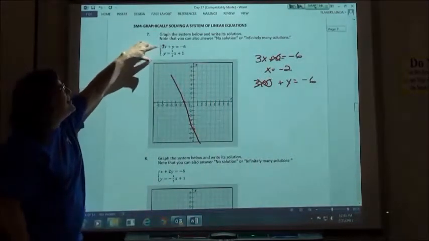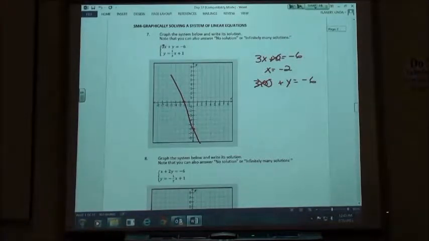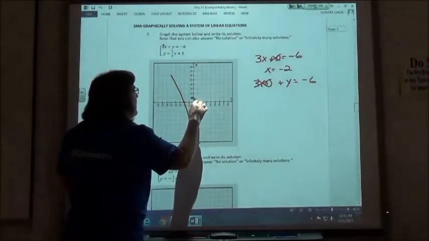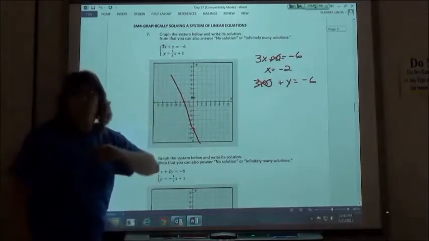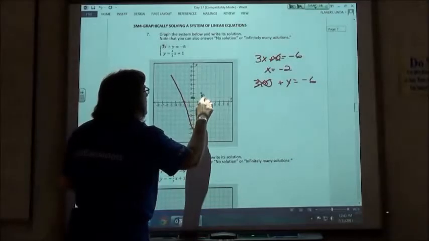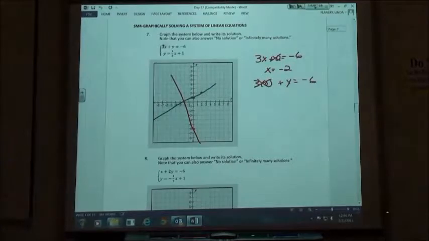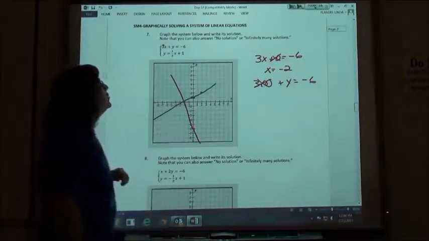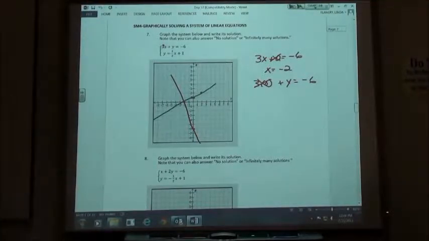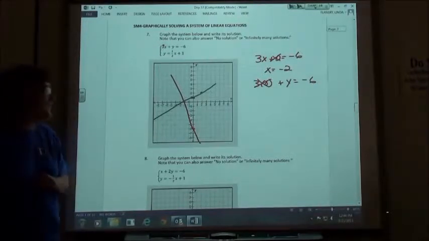The next one is in slope-intercept form. The easiest way to graph that is probably just by using the y-intercept and the slope. My y-intercept is at 1. My slope is 1/2. So from that point, I'm going to go up 1 over 2, up 1 over 2. And if I draw my line straight, those two things do intersect in a point. So what is the solution to this system of equations? -2, 0.